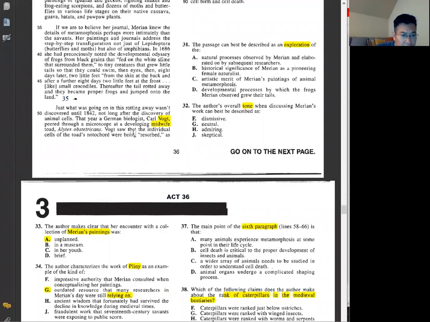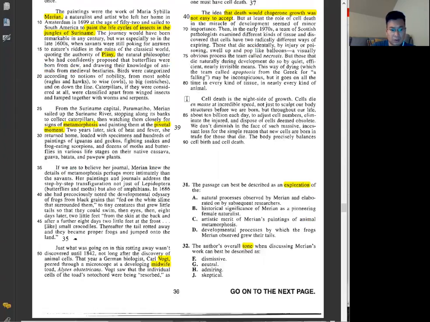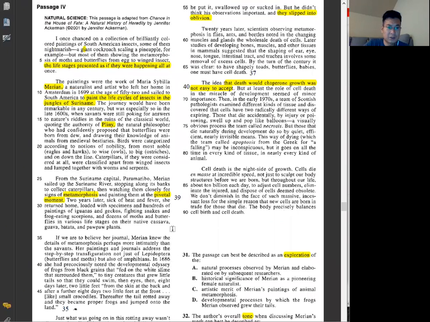And then it's developing midlife. So individual cells of toads, notochord being resorbed as he put the swallow up and sucked in, but he didn't think that observation important. They slipped into oblivion. So forget about it. So they slip into oblivion. Okay, so which means, yeah, it's F. Remain unaware, because he just forgot about it. Okay. Oblivion is forgetful. And then move on to the next paragraph.